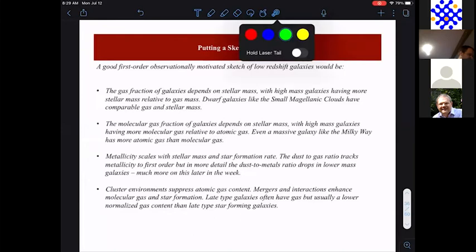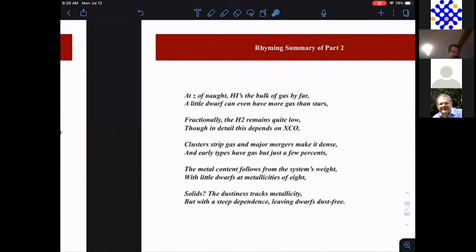So I sort of just said all of these things in giving the sketch, but a good first order sketch would be that the gas fraction of galaxies depends on stellar mass. High mass galaxies have more stellar mass relative to gas mass. Little galaxies have more of their overall baryonic material in the gas phase. Molecular gas fraction of galaxies does depend on stellar mass, but it kind of flattens out over a lot of the dynamic range. Metallicity scales with stellar mass and star formation rate, with the dust to gas ratio tracking metallicity, but then for very low mass galaxies dropping such that for the lowest mass galaxies, your dust to metals ratio is very low. And then you can have quite a bit of influence of either interactions directly with another galaxy or being in a cluster.